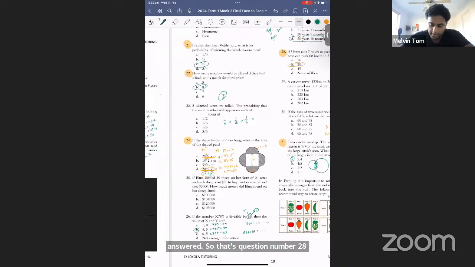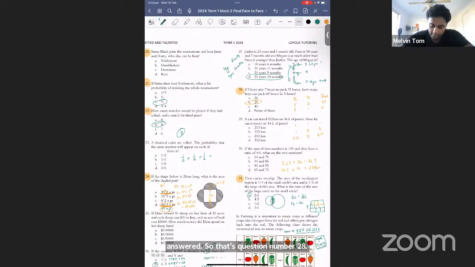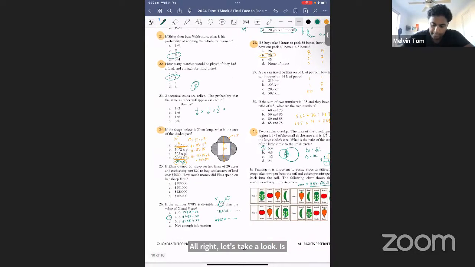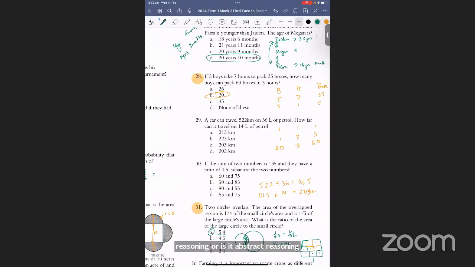All right, let's take a look. Is it quantitative reasoning or is it abstract reasoning? Quantitative. This one here?